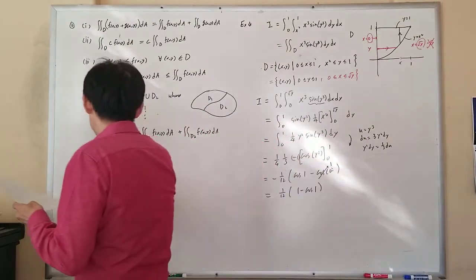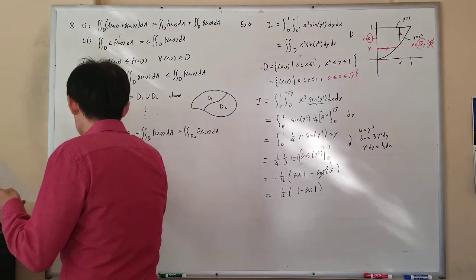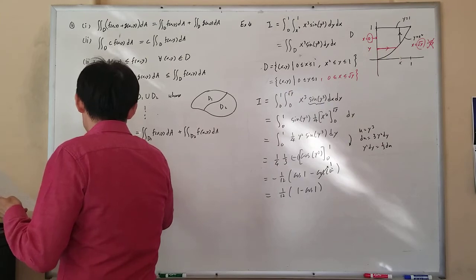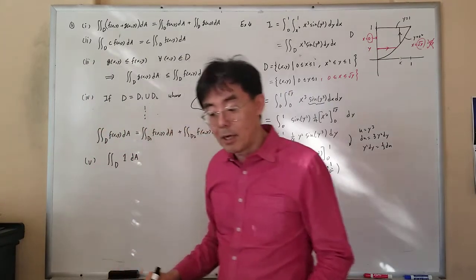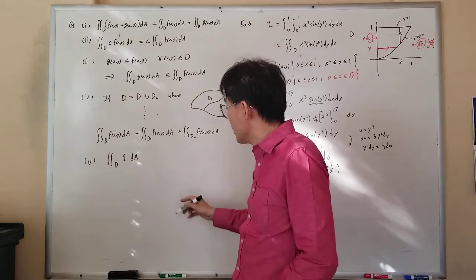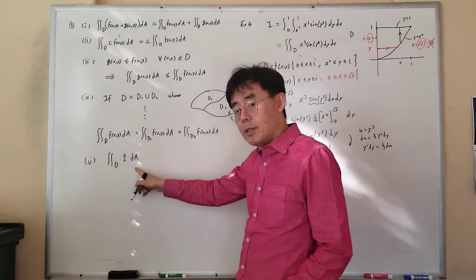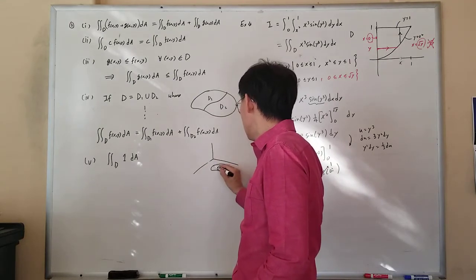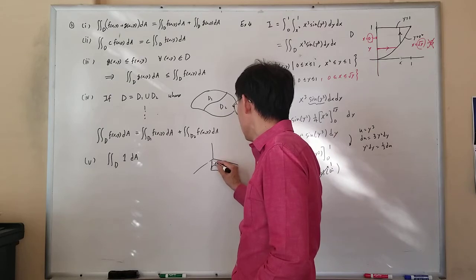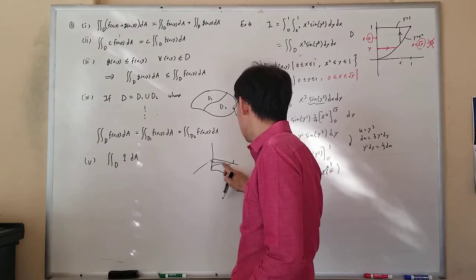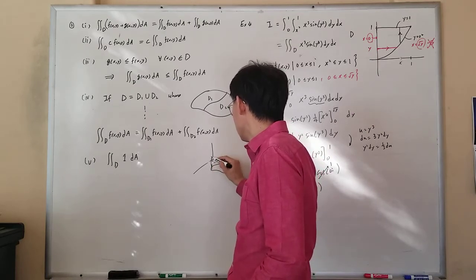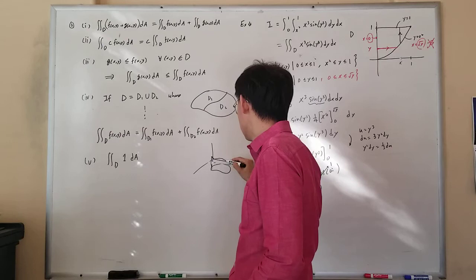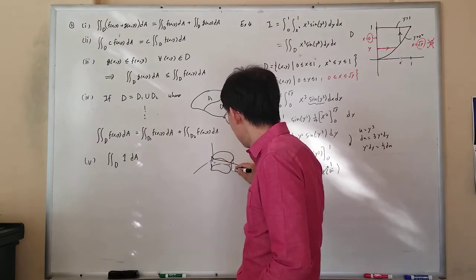Now, 4. Double integral of the constant function 1. That means your graph is constant, so a plane. You always have a height 1 everywhere, right? That's what it says.